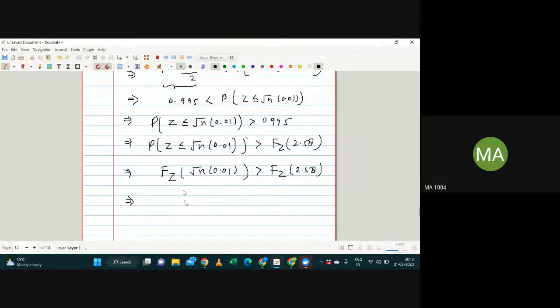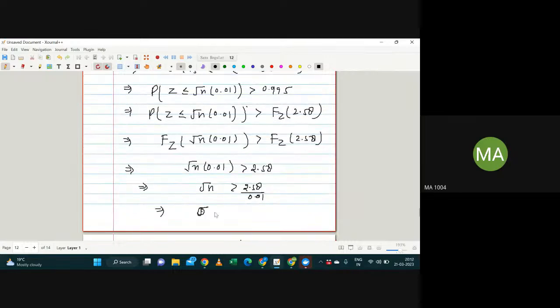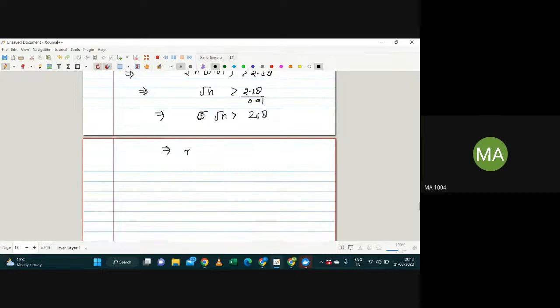Yes, sir. So what I can write from here is square root of n 0.01 is greater than 2.58. So I can say square root of n is greater than 2.58 divided by 0.01, right? If you multiply it by 100, you will get square root of n is greater than 258. So what will be n? n should be greater than 258 square. If you square both sides, you will get this, right?